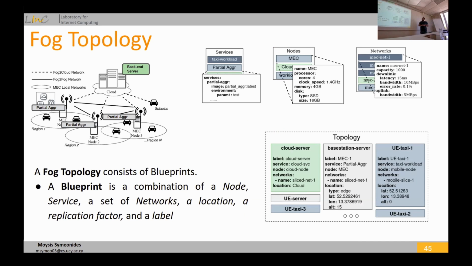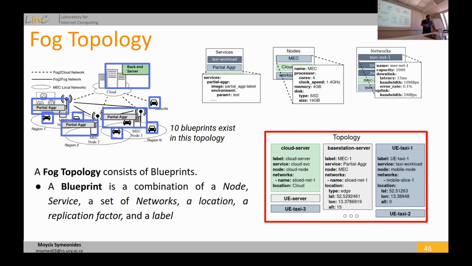Of course, with the fog templates, we don't have a fog topology. Somehow we need to combine them into a fog topology. For that reason, in our model, a fog topology is a set of blueprints.